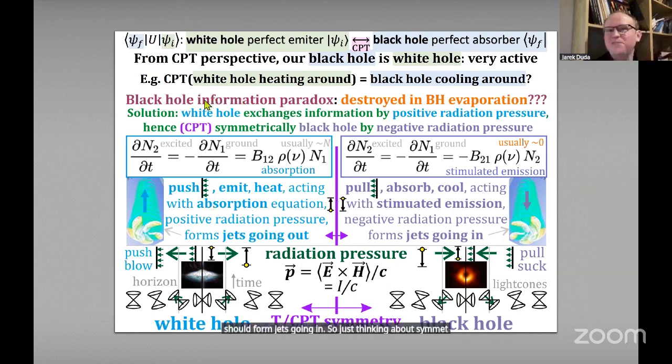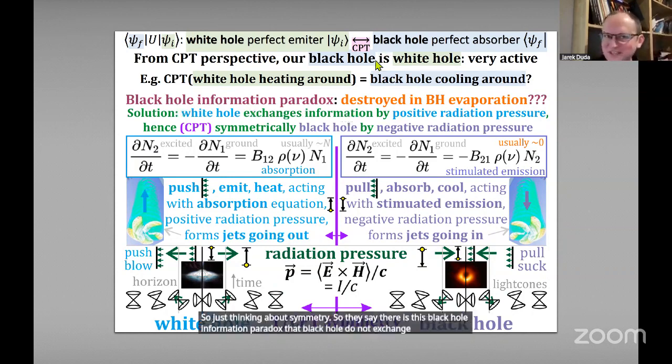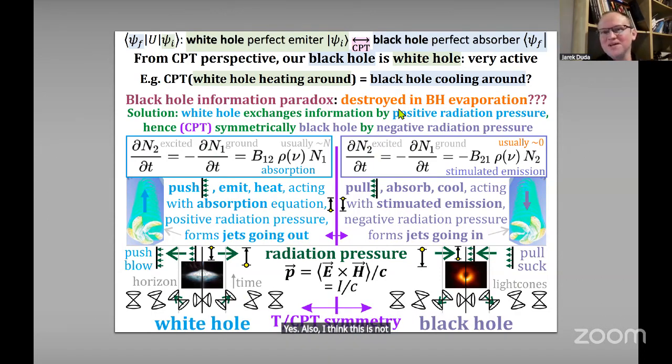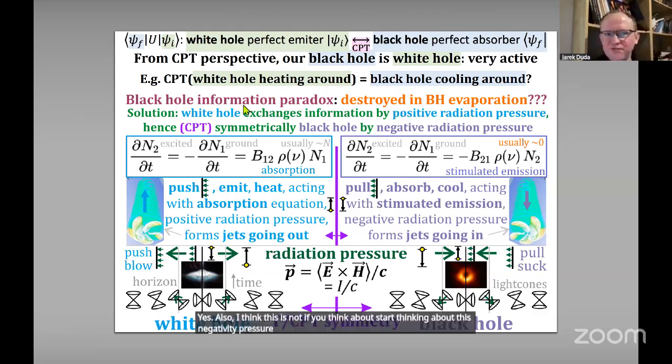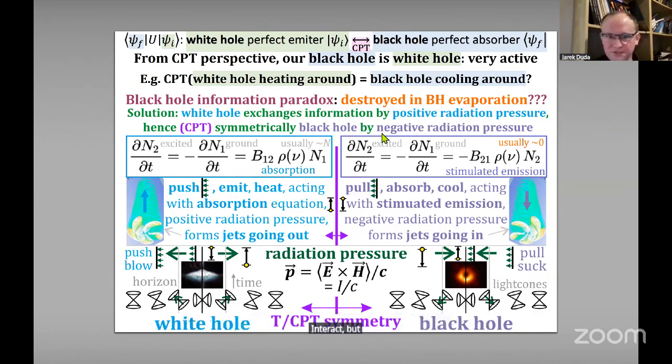They say there is this black hole information paradox, that black holes do not exchange information, but they exchange just with negative radiation pressure, not positive. I think this is nonsense. If you start thinking about this negative radiation pressure, this black hole information paradox also disappears. So they very actively interact, but with negative radiation pressure.